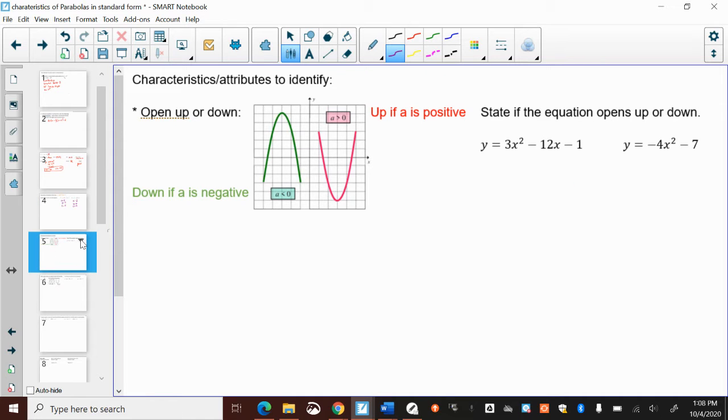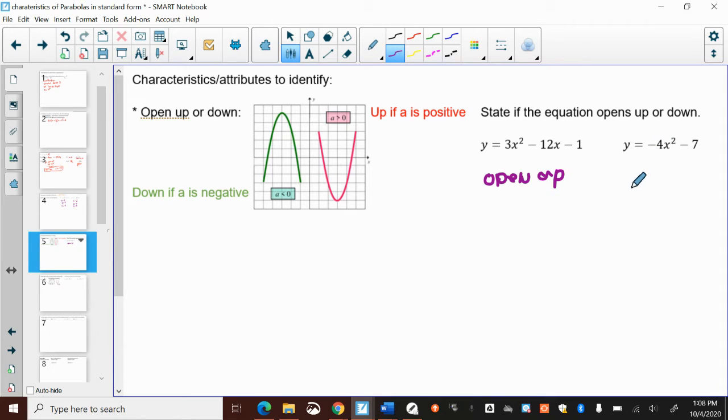All right, so same thing as before. Our quads are either going to open down or open up. It will open down if a is negative. It will open up if a is positive. So I look at this equation here. I'm going to work with these same 2 equations through all the characteristics. Since the 3 is positive, for this parabola, it's going to open up.